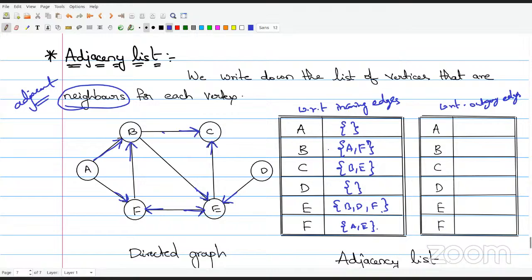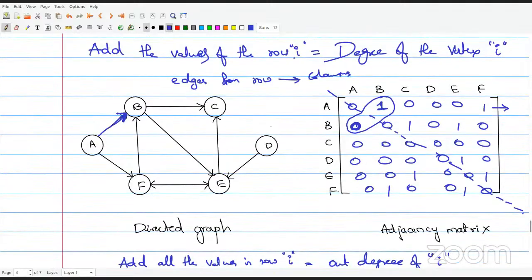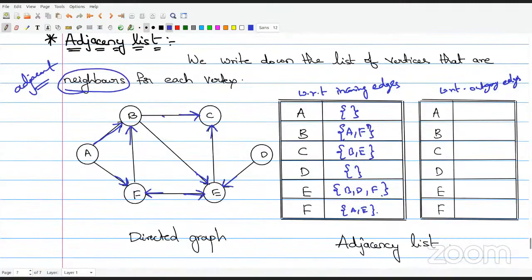If I have the adjacency matrix, I have to go through each and every entry. If there are 10 vertices, then in my adjacency matrix there will be 10 squared, 100 entries. And I have to go through each and every entry and look for whether it is 0 or 1. So the time complexity is very, very large compared to adjacency list. When I look at adjacency list, the time complexity will be very less compared to adjacency matrix.